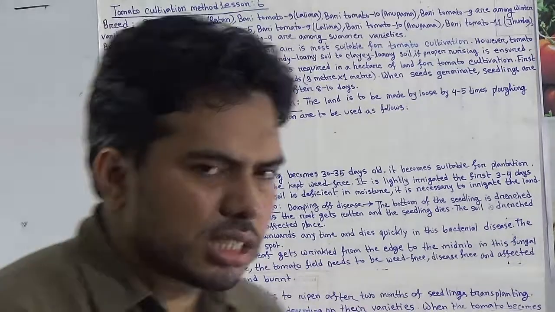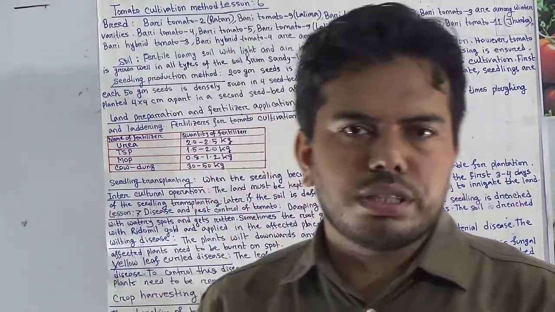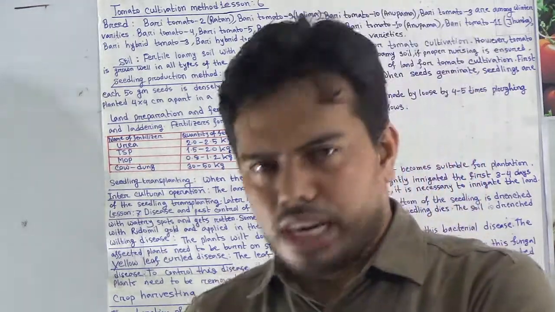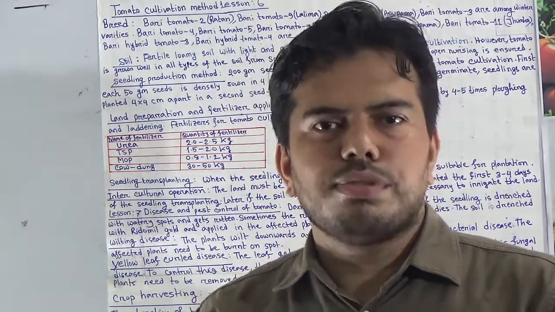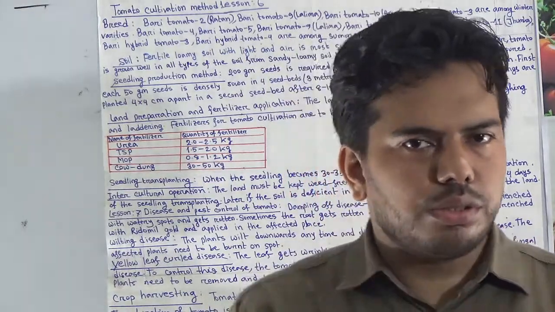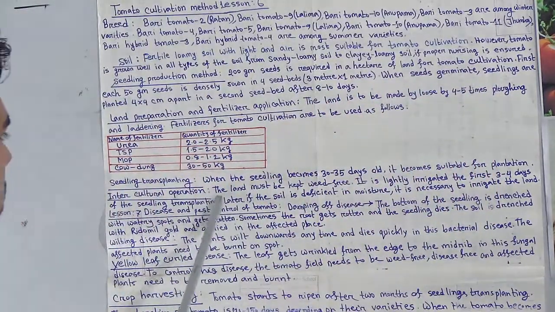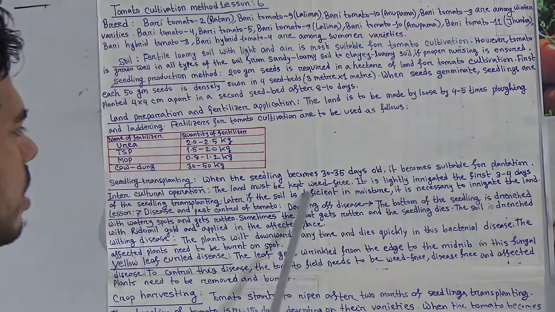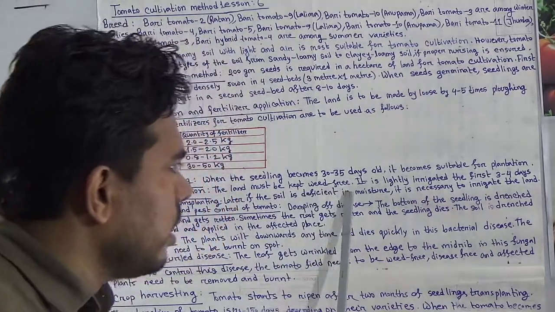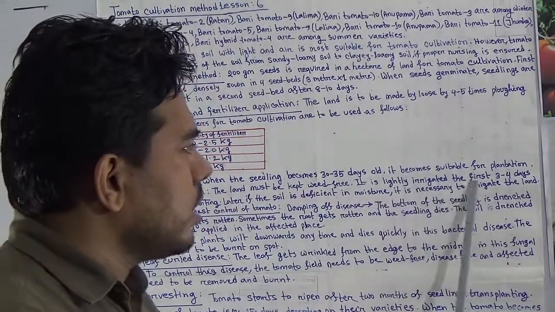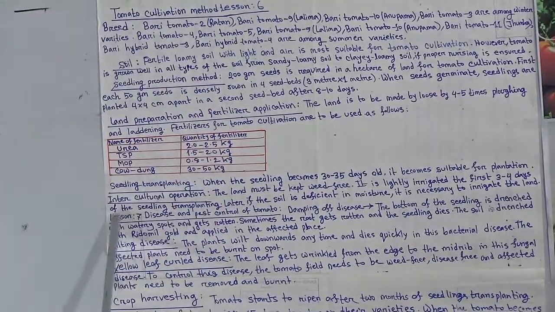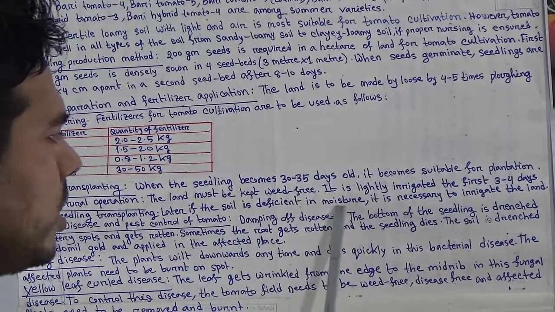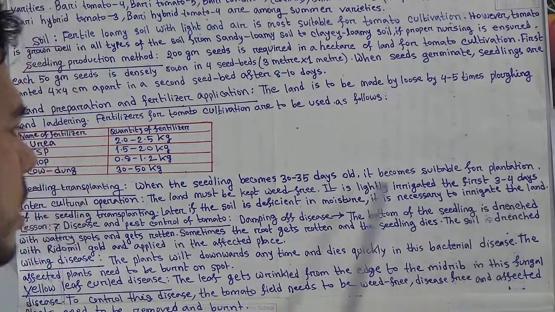Intercultural operation. In our last class, we talked about intercultural operation. The nursing which is taken from planting to crop harvesting, between this time, all type of nursing is called intercultural operation. For tomato cultivation, you can take care, like the land must be kept weed free. Of course, your land must be weed free first, then it's lightly irrigated the first 3 to 4 days of the seedling transplanting. Later, if the soil is deficient in moisture, it's necessary to irrigate the land.